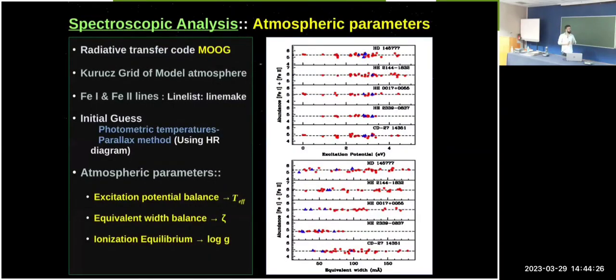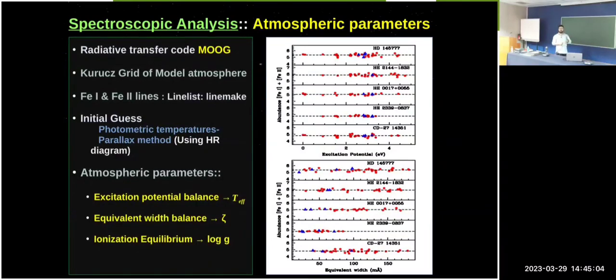For finding the atmospheric parameters and elemental abundances, we have used the radiative transfer code MOOG. And for model atmospheres, we have used Kurucz's grid of model atmospheres, and model atmospheres are selected with the help of an iterative process. We have used clean and unblended Fe I and Fe II lines for finding the atmospheric parameters. As initial guesses of effective temperature, we have used color temperature calibrations of Alonso et al. 1996 and 1999. And we have used the parallax method to find log g as the initial guess.